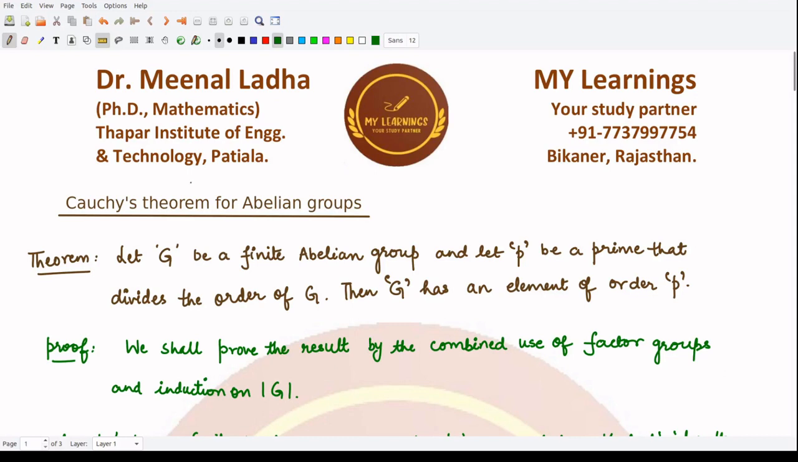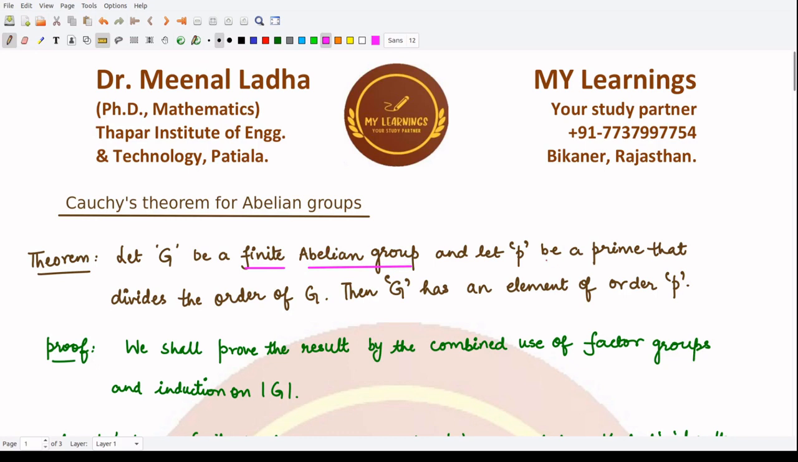In this video, we'll be looking at Cauchy's theorem for abelian groups. Now, what is this theorem? This theorem tells us that if we have G as some finite group, which is also an abelian group, that means commutativity holds within this group.